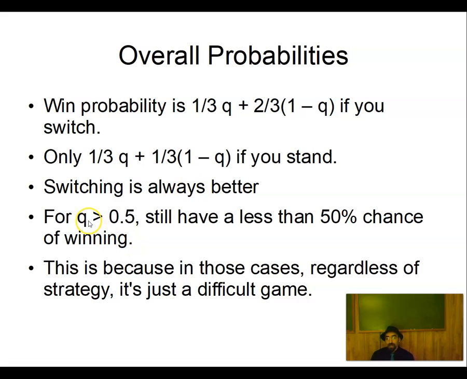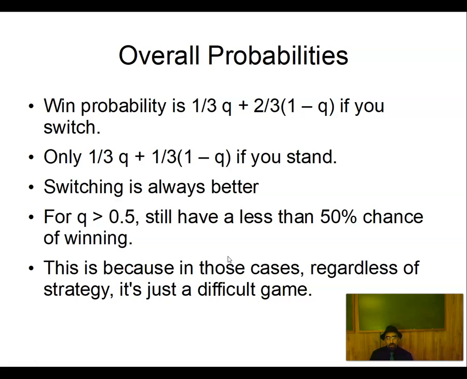Now, it is true that if q is more than 0.5, you do the algebra on this, you do have less than a 50% chance of winning. So how can we say that we have an optimal strategy if we still lose more than half the time? Well, consider the case where q is 0.99. That means almost every time there is no real strategy and it's just going based on the door that you chose. Then you would just consider this a difficult game.